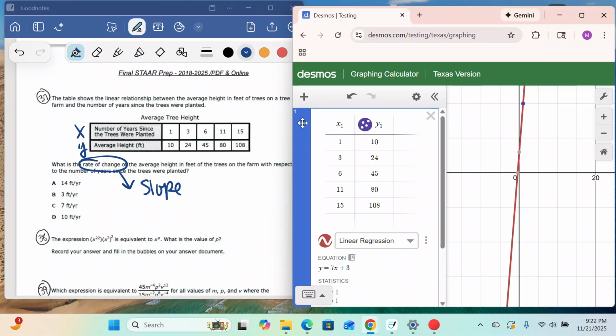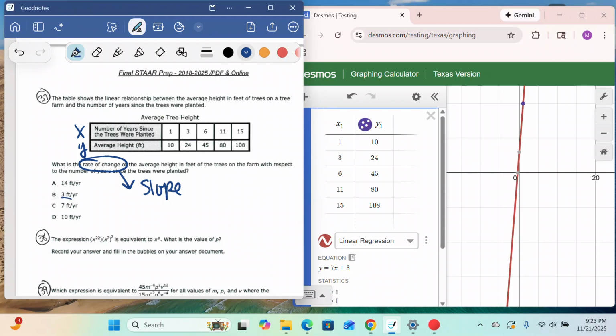What is the rate of change? The rate of change is, of course, the slope. And the slope is the rate of change. It is the number next to the letter. Pick your answer. Make sure it is correct. So you're going to go ahead and find the slope. And the slope is, of course, 7. And the slope is letter C.